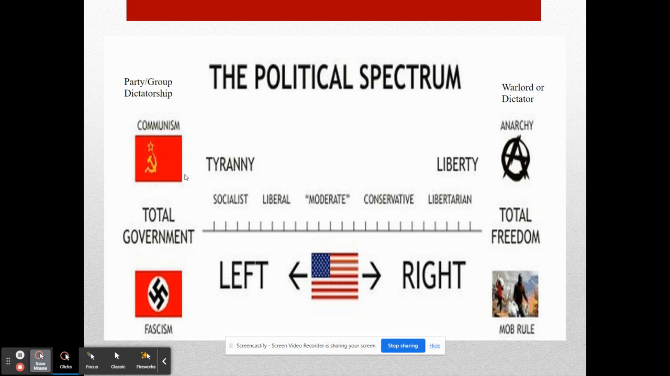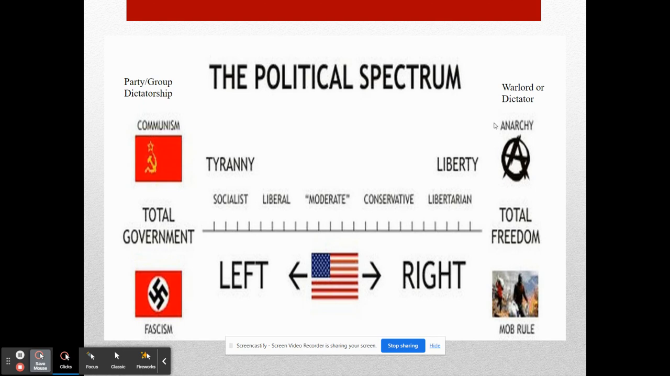The left wants bigger, more government. The right wants less and less government until we reach the extreme right, which is the anarchist. There should be no government whatsoever. It's total freedom. The problem with this is that eventually total freedom leads to mob rule. That means it's violence, every man for himself, fighting, beating, killing, looting, whatever it is. In order to eventually stop that, on the extreme right, one person will emerge as the warlord or the dictator because they are strong enough to provide protection and maintain order. They will then become the leader.